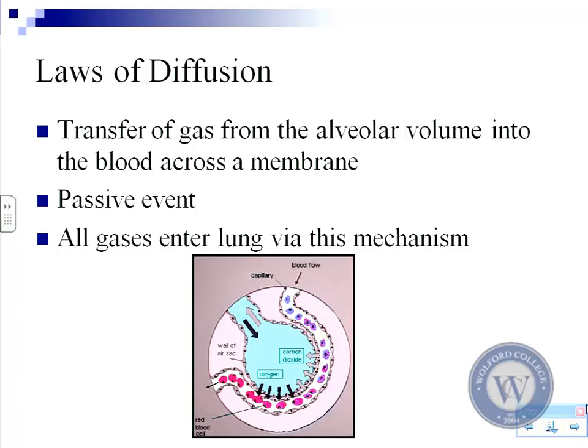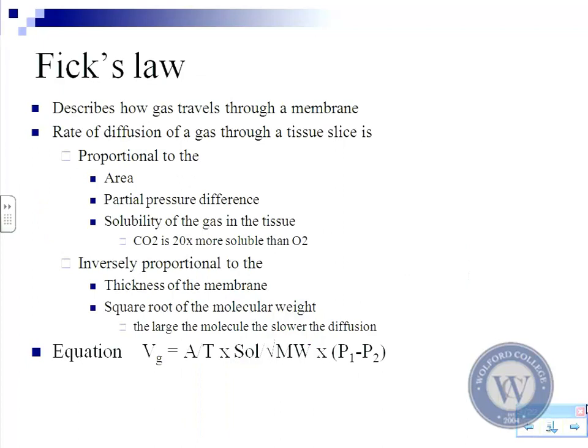If you have a high concentration of one gas in one compartment, it's going to try to equilibrate with the other compartment, which is simple. Fick's law describes how gas travels through the membrane. The rate of diffusion of gas through a tissue slice is proportional to the surface area, to the partial pressure difference, and to the solubility of the gas in the tissue. CO2 is actually 20 times more soluble than O2, so diffusion is usually not a limitation on CO2. On the other hand, it is inversely proportional to the thickness of the membrane and the square root of the molecular weight. So what you end up with is this equation.